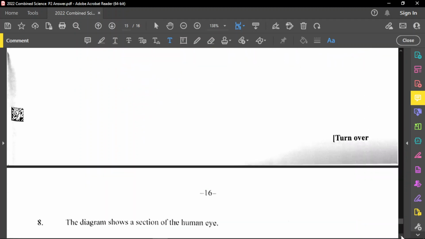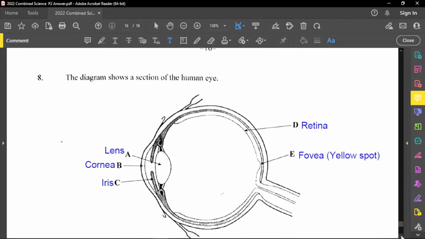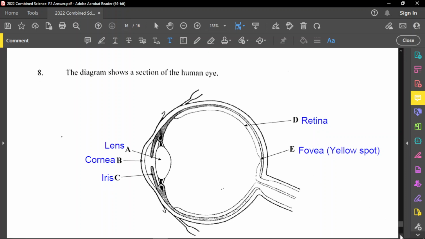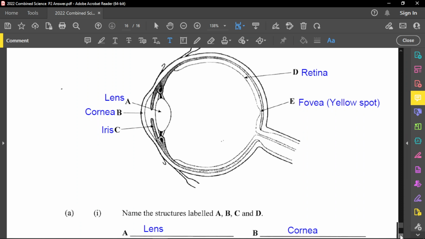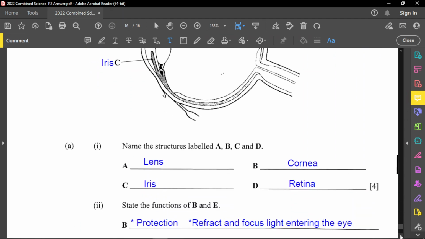All right, so next question, the last question as a matter of fact. The diagram shows a section of the human eye. I've labeled these structures, so you can just pause and go through it, and you can also practice labeling the other parts that I didn't label. It says name the structures labeled A, B, C, and D. A is the lens, B is the cornea, C is the iris, and D is the retina.